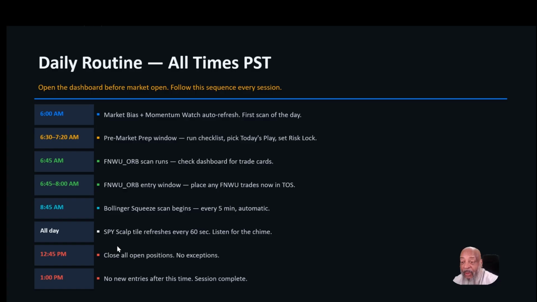Remember, no position is a position. If you don't do anything, you're just preserving your capital. That's also a position. So you are trading, even if you're not clicking buttons. Once you're in there, you're good to go.